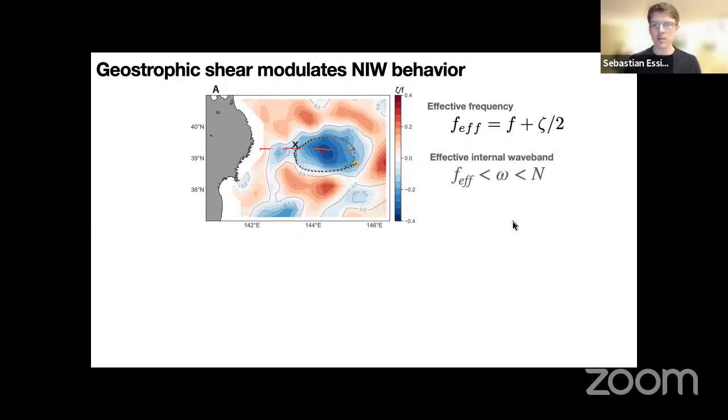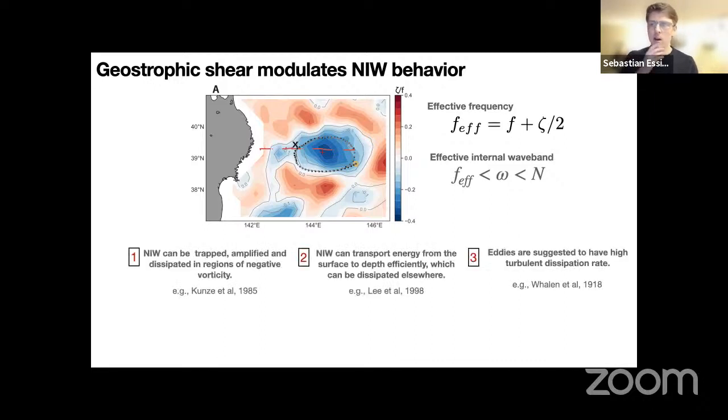And this basic fact has some consequences. For example, near inertial waves are focused into these regions of negative vorticity. They tend to be amplified and might be dissipated in those regions. So that has been studied, for example, by Eric in 1985.